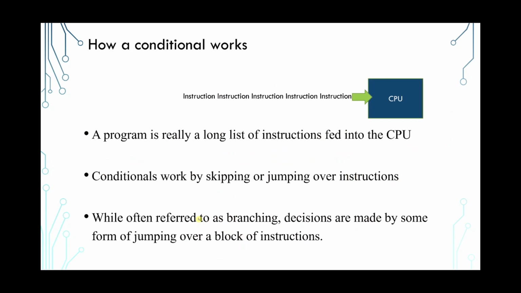Okay, how does a conditional work? So a program is really a long list of instructions fed into the CPU. Like this, you have instructions and you feed them instruction by instruction to the CPU. And remember the fetch, decode, execute cycle, right? This is what we are doing. So conditionals work by skipping or jumping over instructions. So while often referred to as branching, decisions are made by some form of jumping over a block of instructions.